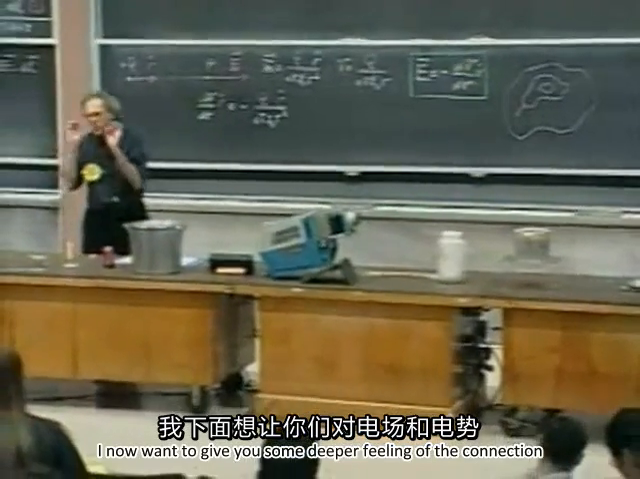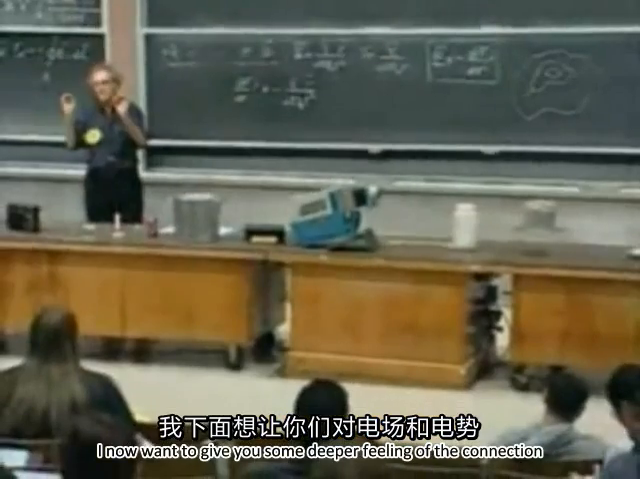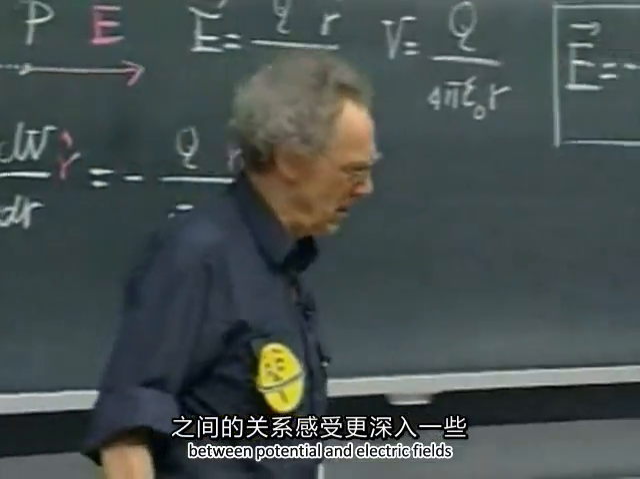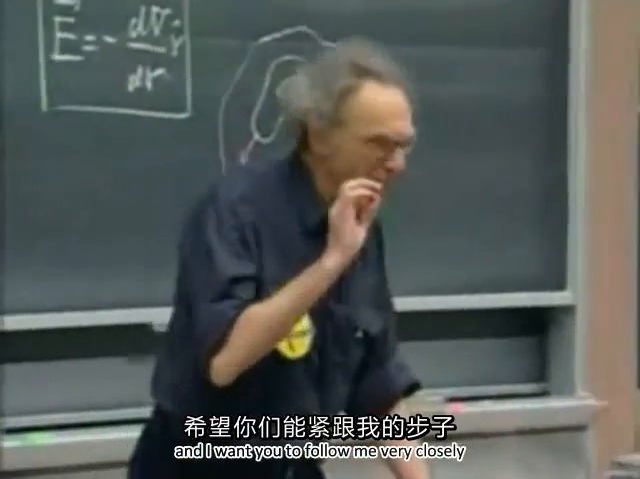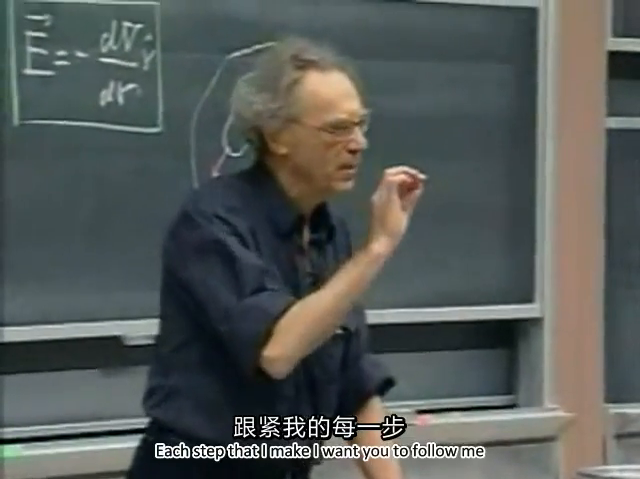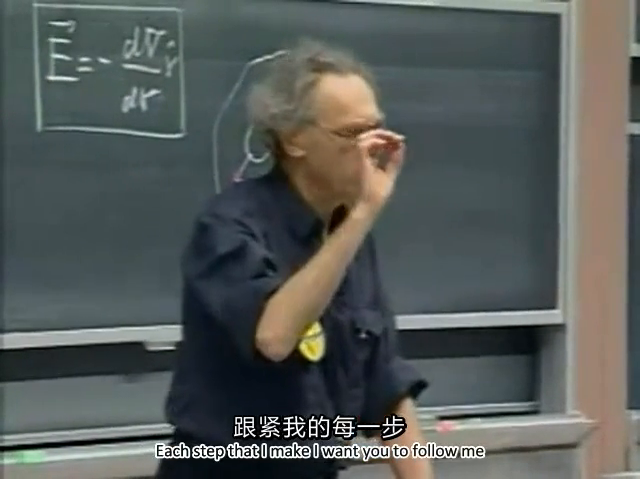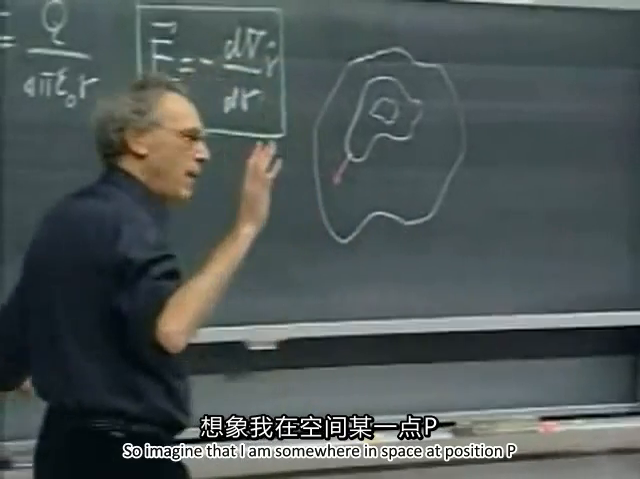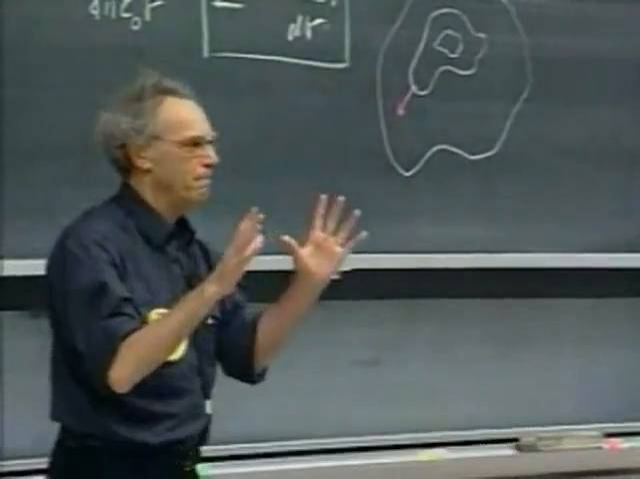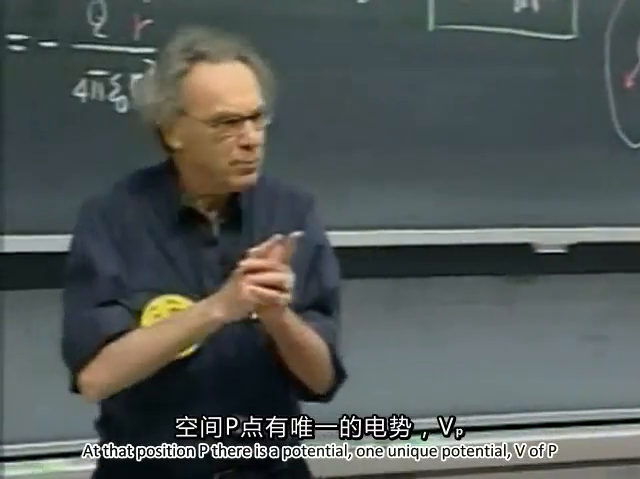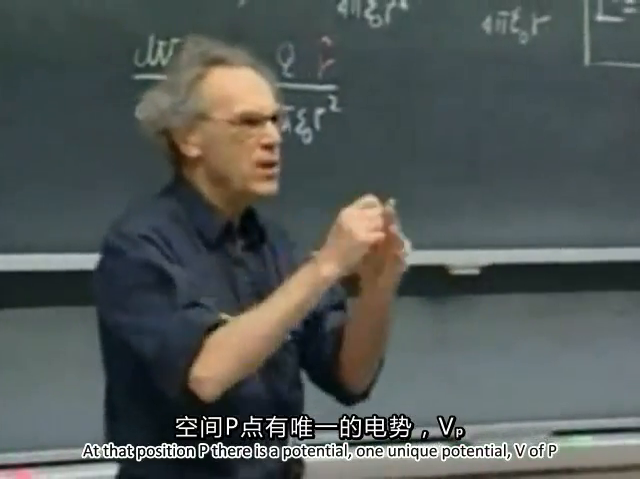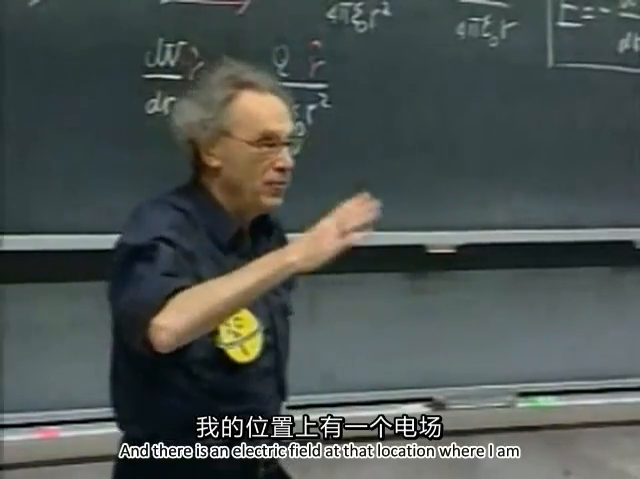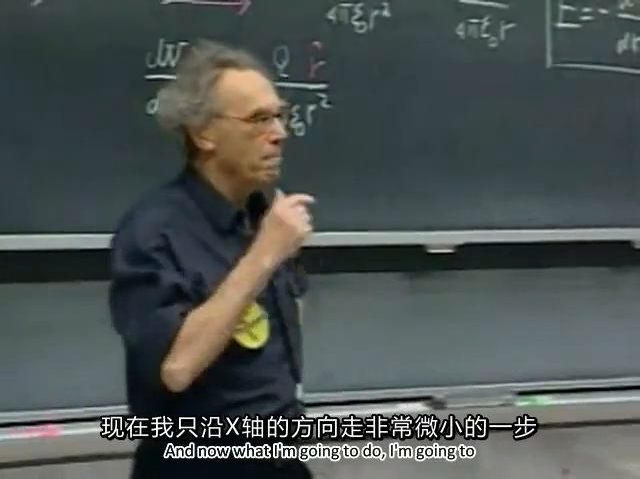I now want to give you some deeper feeling of the connection between potential and electric fields. And I want you to follow me very closely. Each step that I make, I want you to follow me. So imagine that I am somewhere in space at position P. At that position P, there is a potential, one unique potential, V of P. That's a given. And there is an electric field at that location where I am.